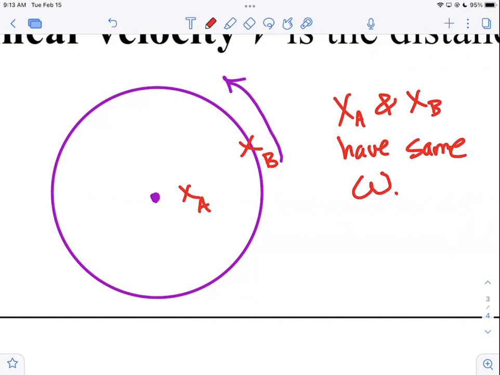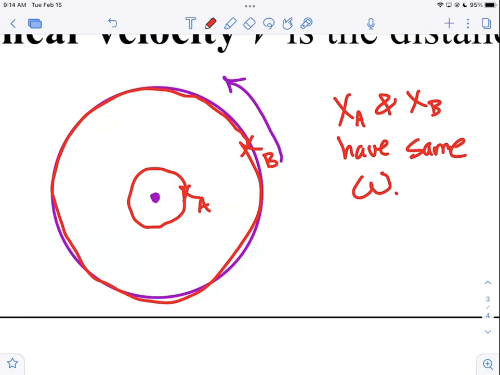But the further out you are from the center, the further you have to go in that same amount of time. The circumference is larger, right? So the distance that you travel around the curve, the arc length, is bigger. And the only way to travel a greater distance in the same amount of time is to go what? Faster. Very good.